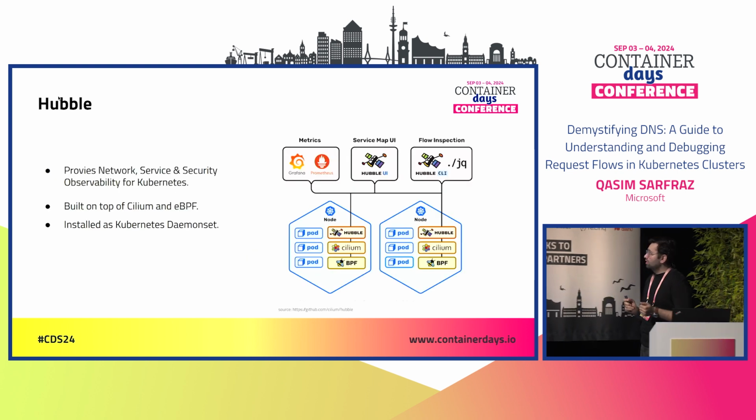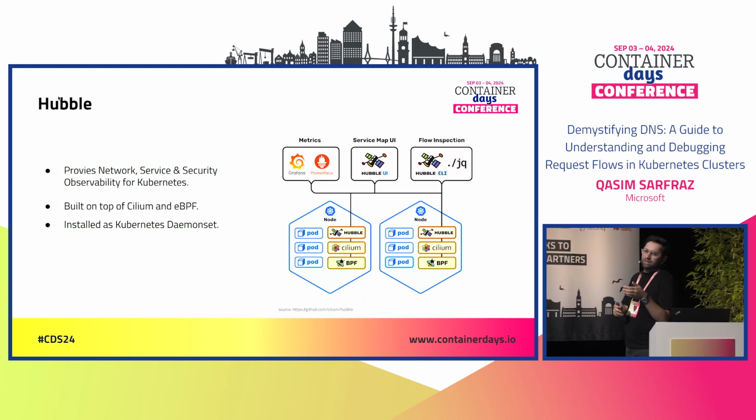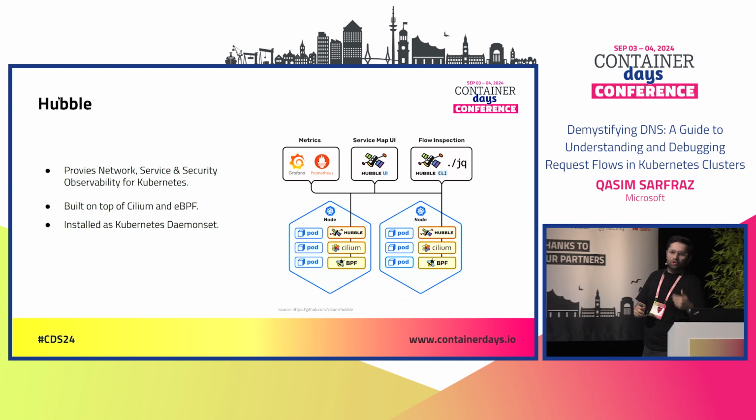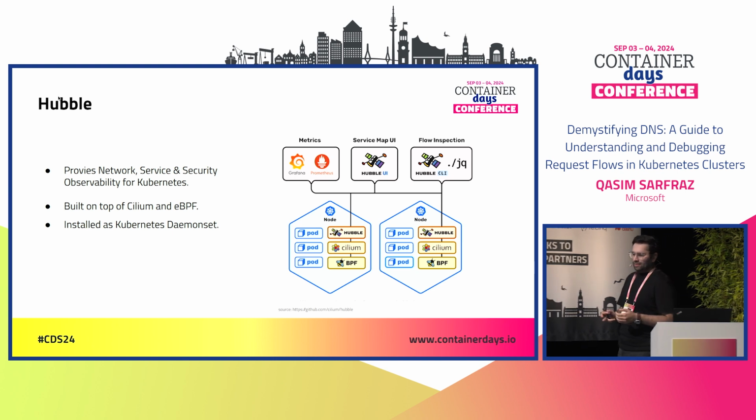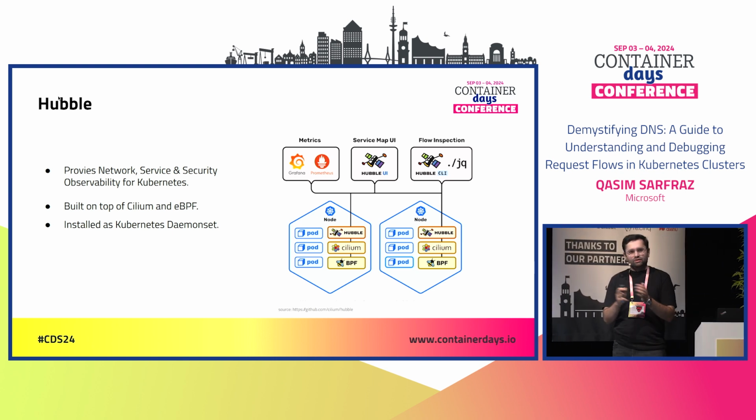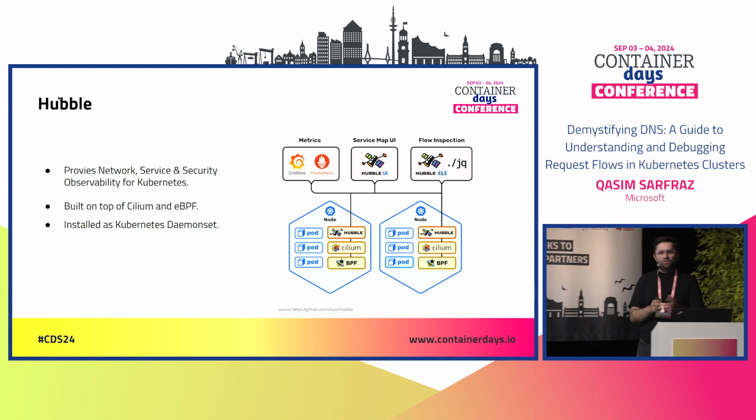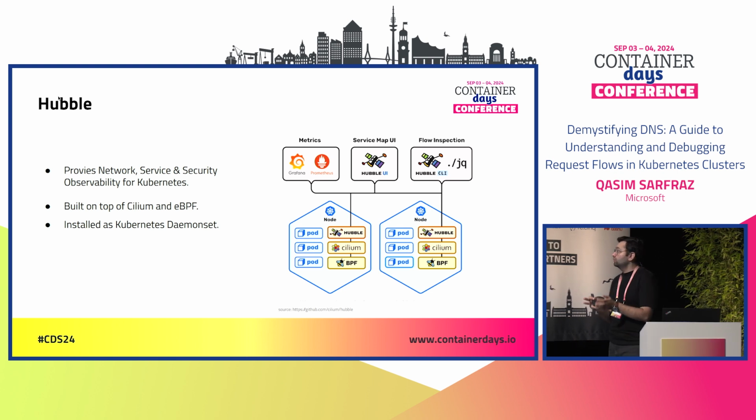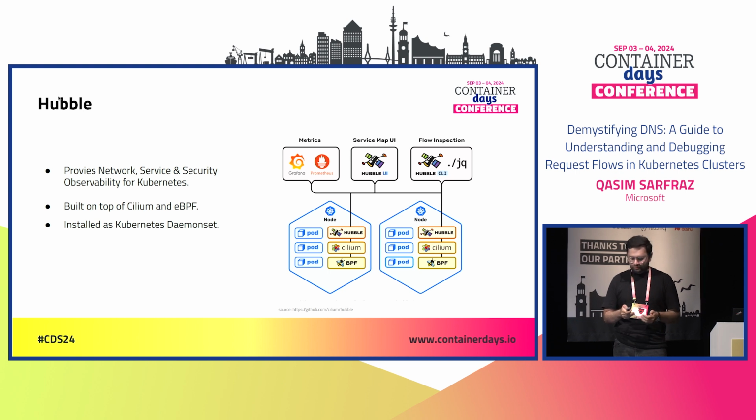The next tool I want to talk about is Hubble. Hubble provides network, service, and security observability for Kubernetes. It's built on top of Cilium and eBPF. You install it as a Kubernetes daemon set. It has multiple interfaces, for example, metrics, service map UI, and flow inspection. In this particular presentation, we're going to focus on flow inspection using Hubble CLI and jq.